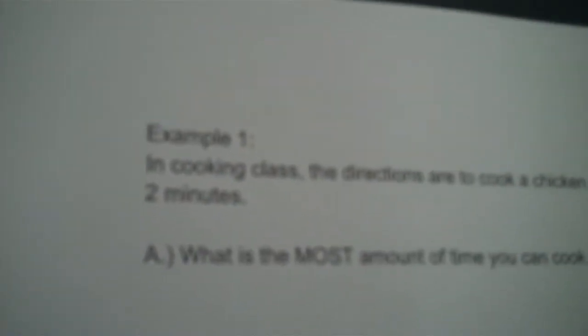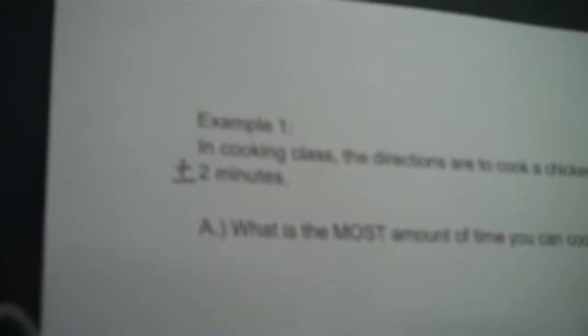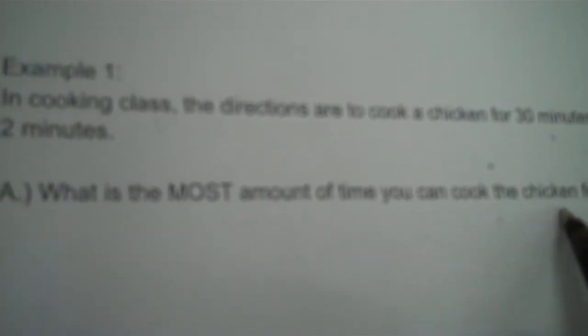Okay, these are word problems, but they're really easy. In cooking class, the directions are to cook a chicken for 30 minutes. You're allowed an error of 2 minutes. Here's what an error means. It means you add or subtract 2 minutes. So it says, what's the most amount of time you can cook the chicken for?